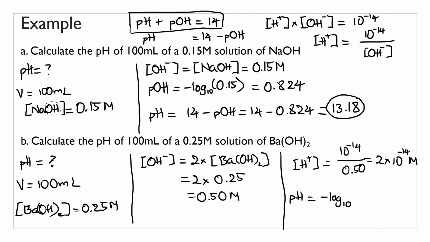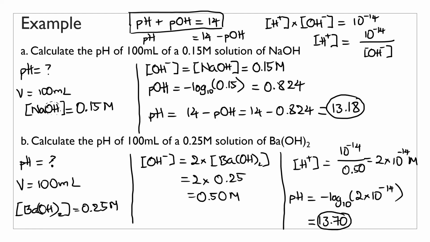So pH is now negative log to the base 10 of the molar concentration of hydrogen, which is negative log to the base 10 of 2 times 10 to the power negative 14. And then, well, that I definitely can't do by hand, even if I wanted to. So I get 13.70. So again, it makes sense. It is basic. Use your common sense.